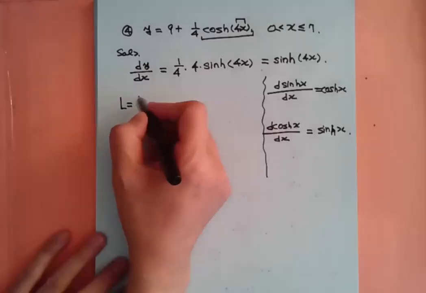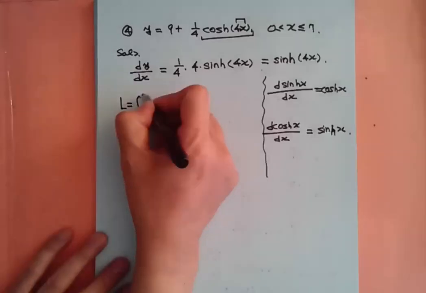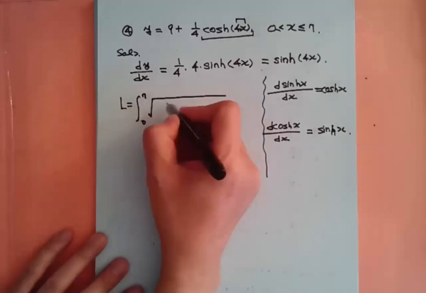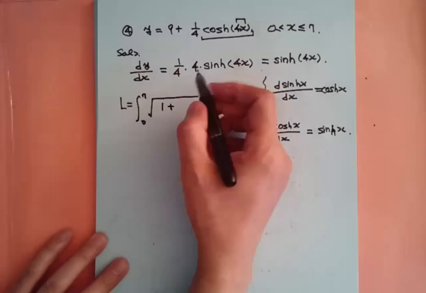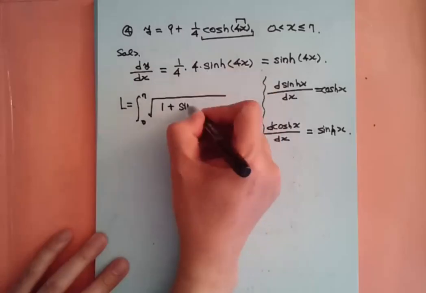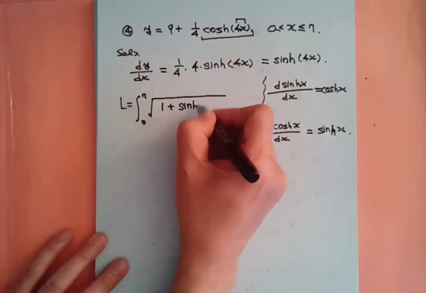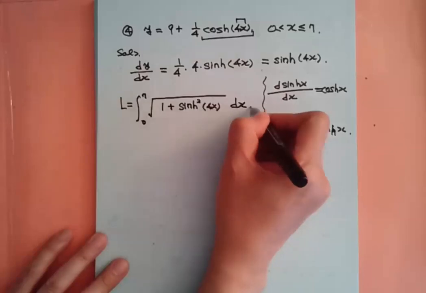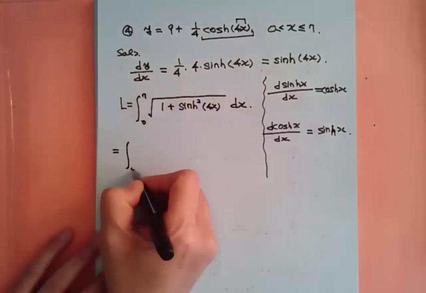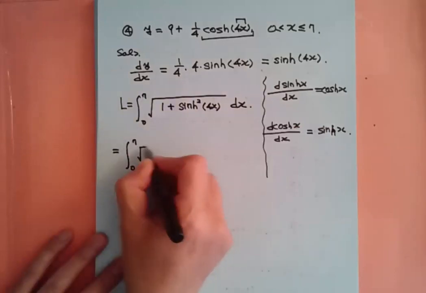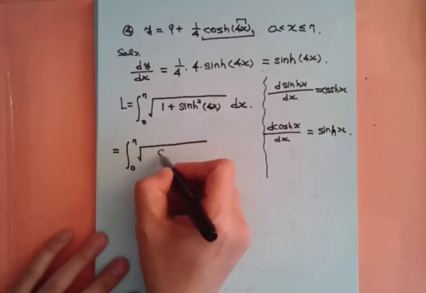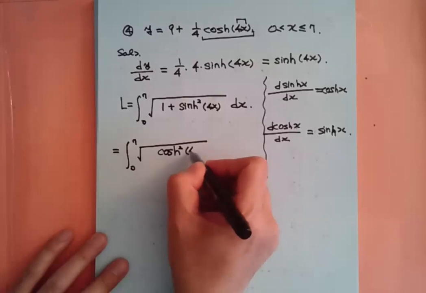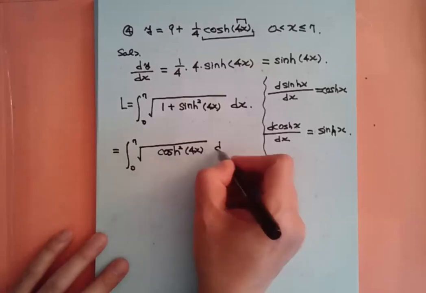Integration 0 to 7 square root of 1 plus, we already calculated this one, so this part hyperbolic sine squared 4x dx. And then integration 0 to 7 square root of hyperbolic cosine squared 4x dx.